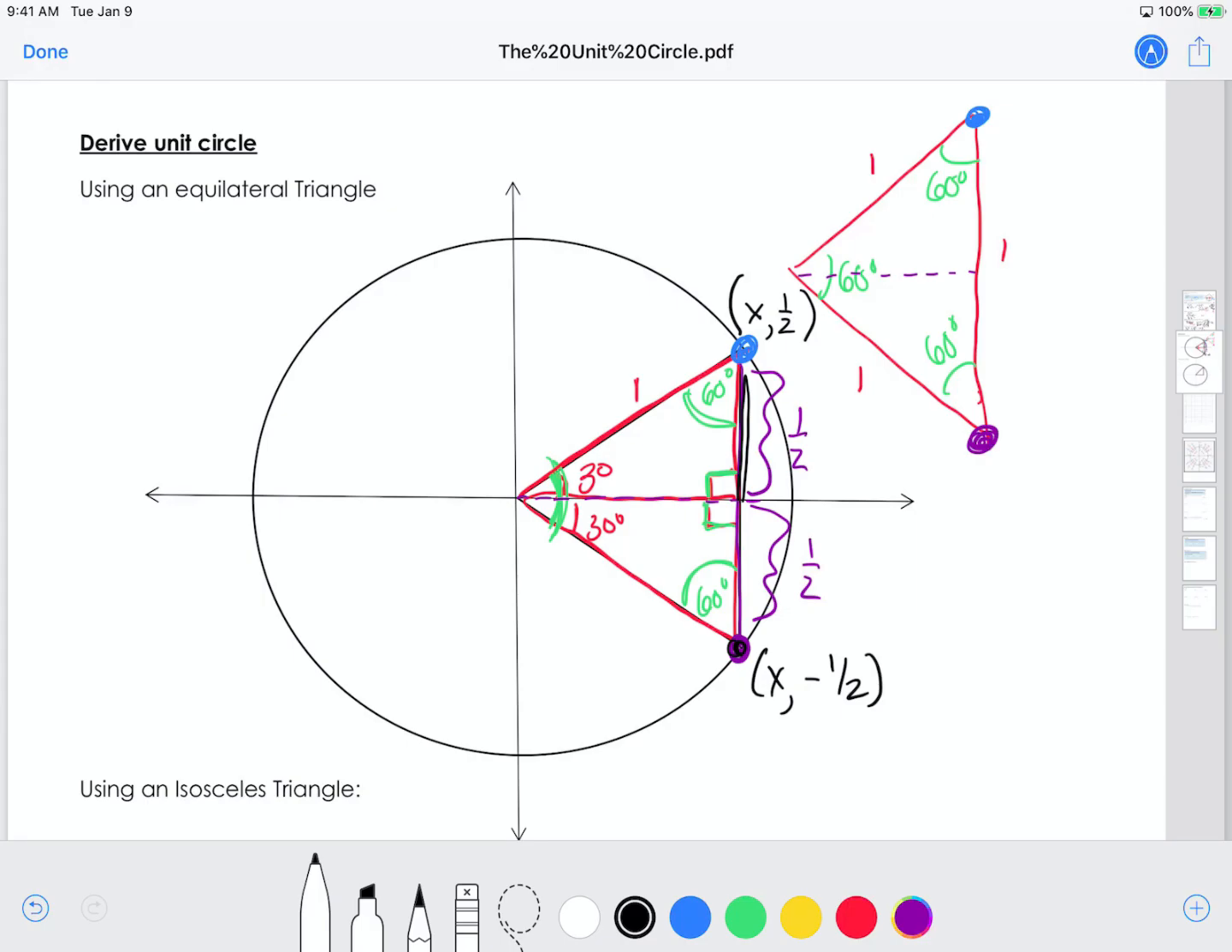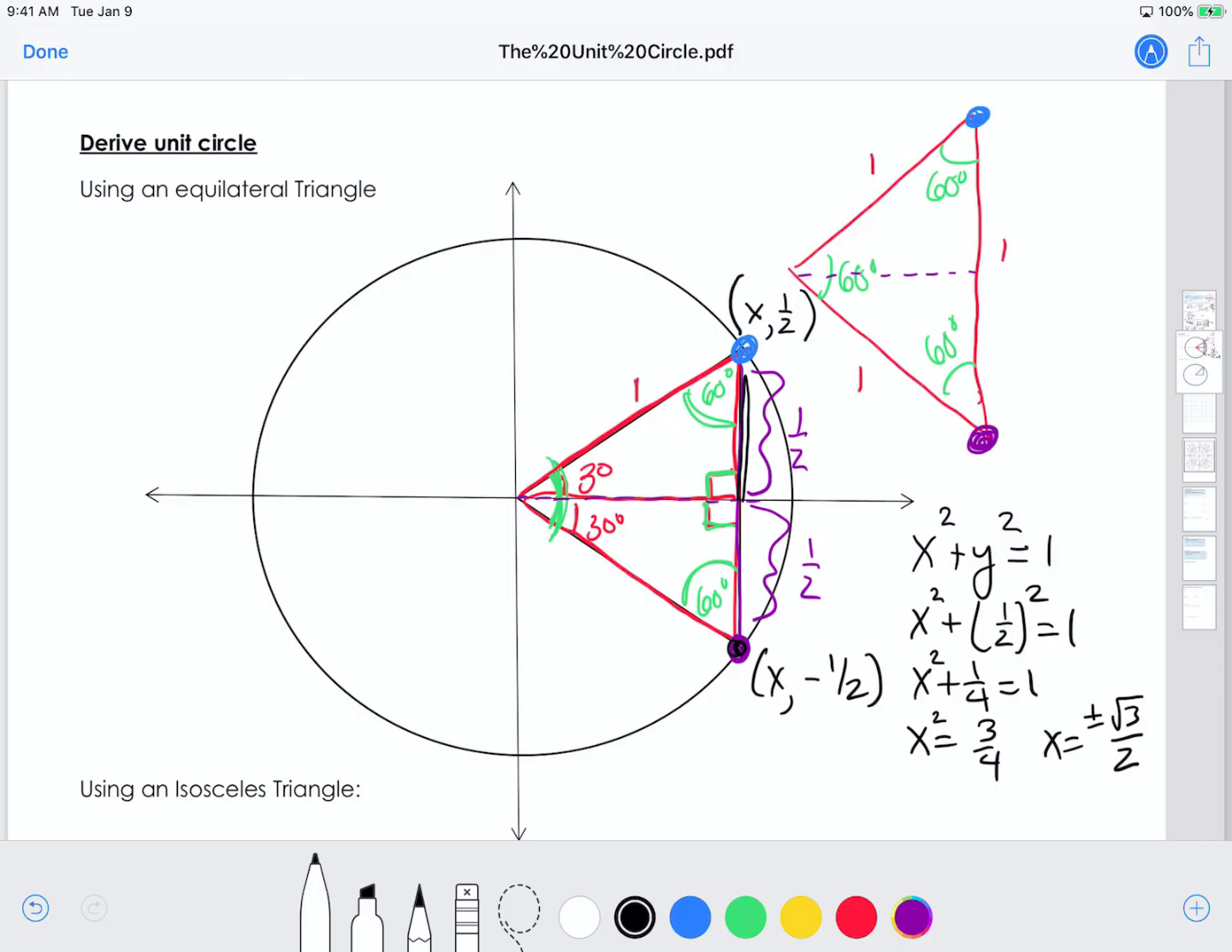So now I can use my equation of a circle to find the value of my x when y is 1/2 or -1/2. So I'm going to plug in 1/2 for y, and I'm going to solve this for x. So when I square 1/2, I get 1/4. And now I have to subtract 1/4 from both sides. So I get x squared is equal to 3/4. When I take the square root, I do plus and minus the square root of 3 over 2.